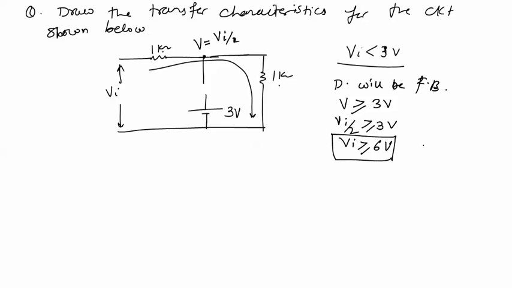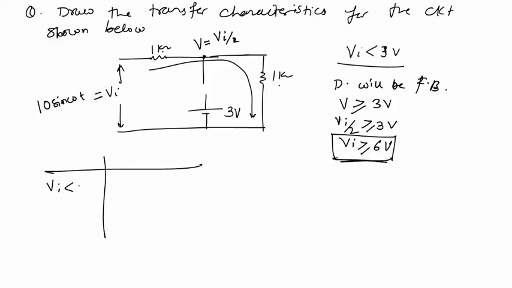If Vi is greater than or equal to 6 volt, then only the diode will be forward biased. Sorry, I forgot to write this input voltage. This input voltage is 10 sin omega t. So for now we know that for Vi greater than or equal to 6 volt, it is possible that the diode will be forward biased. So now we'll draw the table for this.